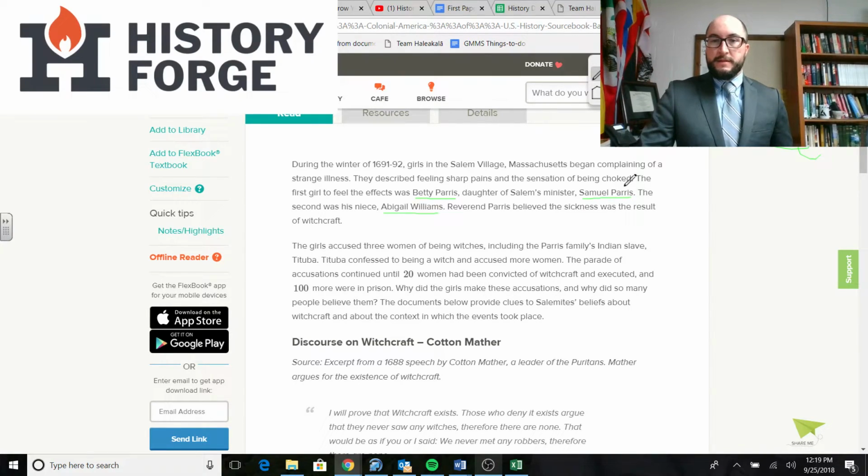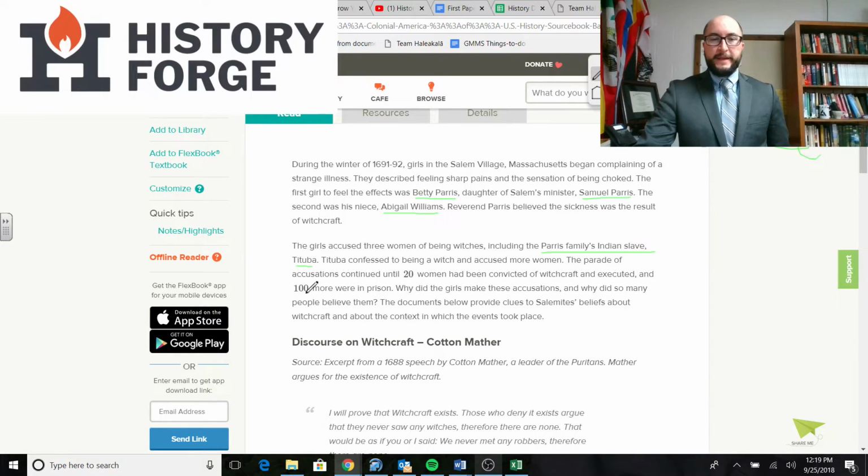So it seems like this guy, this reverend, so he's a priest. It seems like he is a person who is mostly involved with trying to find the witches, because both of his daughters are complaining of being sick or having these sicknesses. Let's continue to read. The girls accused 3 women of being witches, including the Paris family's Indian slave, Tituba. And I'm going to highlight the entire description because her name is Tituba, but it gives information right here too. Tituba confessed to being a witch and accused more women.